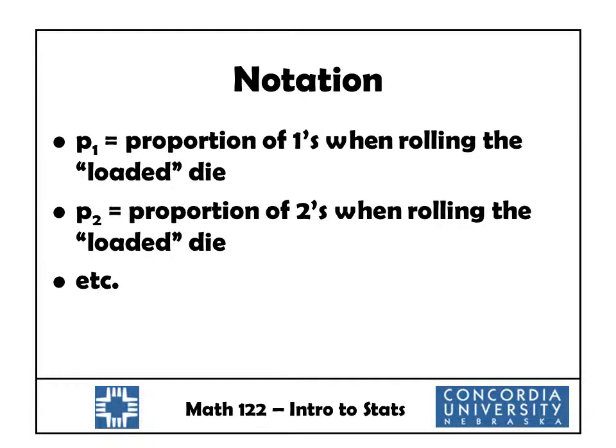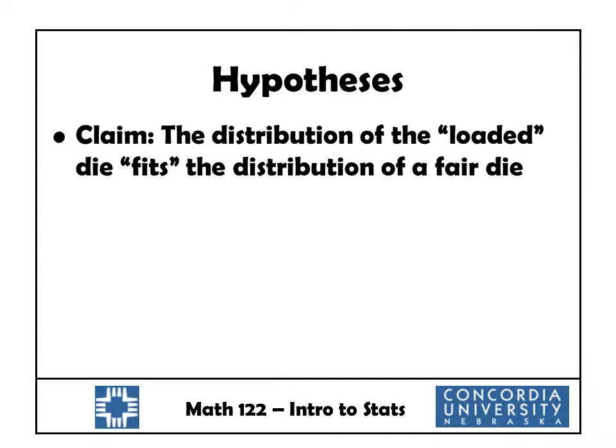Well, we need to define some notation here before we start setting up our hypotheses. Let's let P1 equal the proportion of 1s when rolling the loaded die. P2 would be the proportion of 2s when rolling the loaded die. P3 would be the proportion of 3s, etc. Now this is a little different than what we saw in the last section. P1 here is not a proportion from one population. It's just the proportion of 1s. P2 is a proportion of 2s, etc.